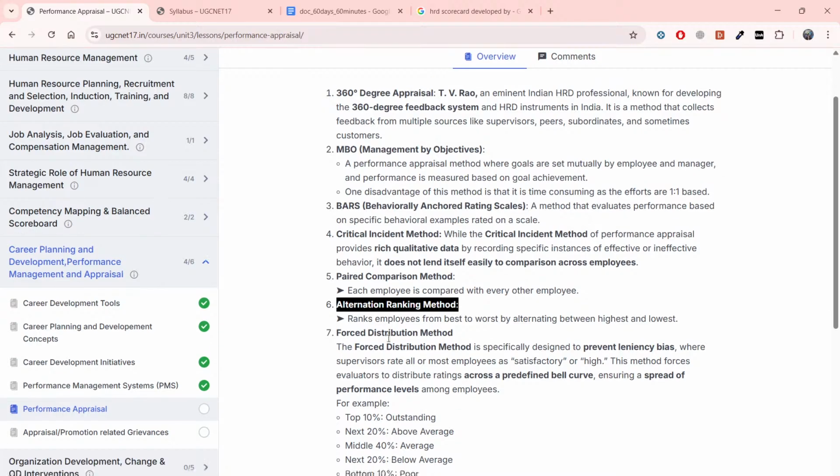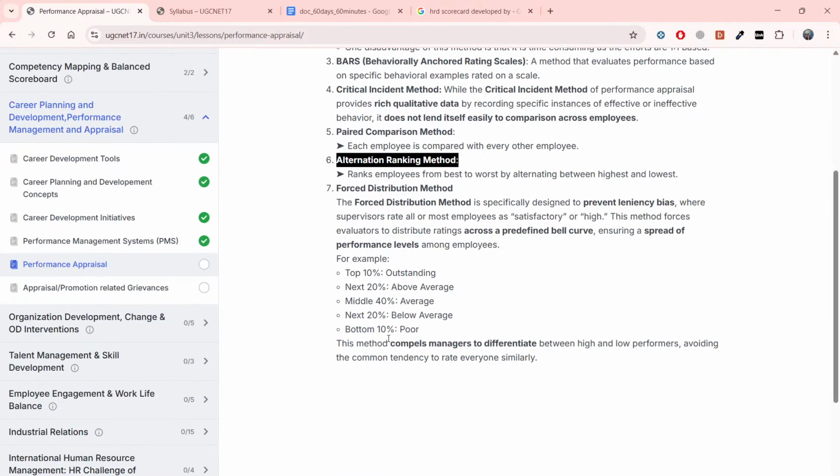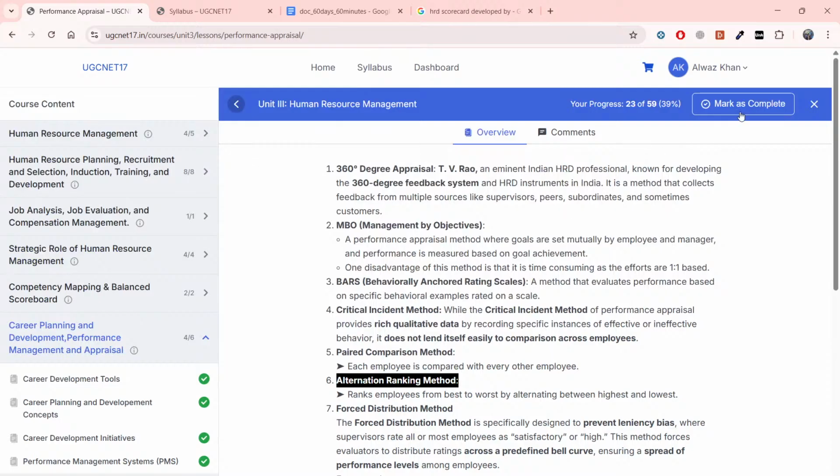Forced distribution method is specifically designed to prevent leniency bias where raters rate all or most employees as satisfactory or high. This method forces evaluators to distribute ratings across a predefined bell curve, ensuring a spread of performance levels among employees. For example, top 10% outstanding, next 20% above average, middle 40% average, next 20% below average, bottom 10% poor. This method compels managers to differentiate between high and low performance, avoiding the common tendency to rate everyone similarly.